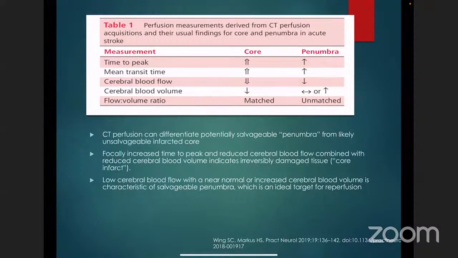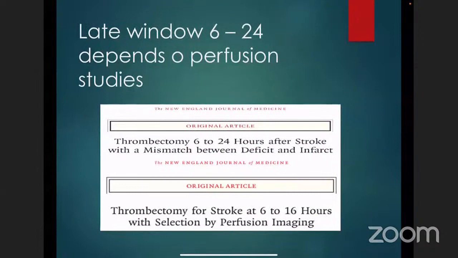But if there is low cerebral blood flow with near normal or increased cerebral blood volume, it is characteristic of salvageable penumbra, and the patient might be a candidate for therapy, either endovascular thrombectomy or tPA.